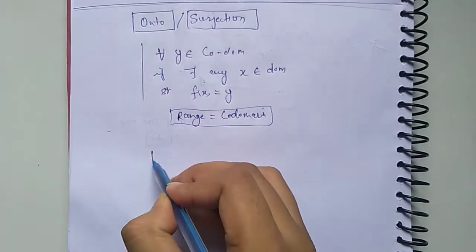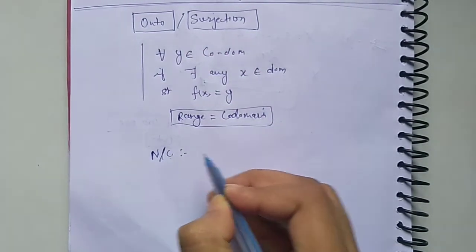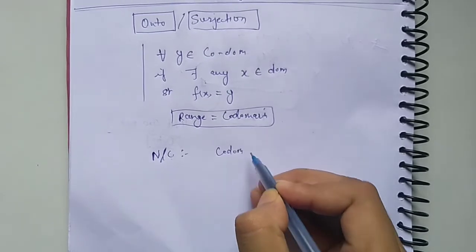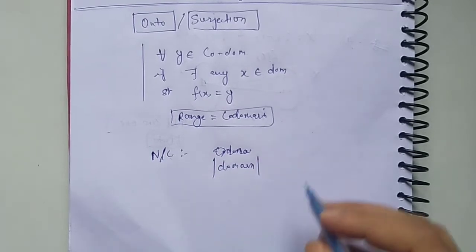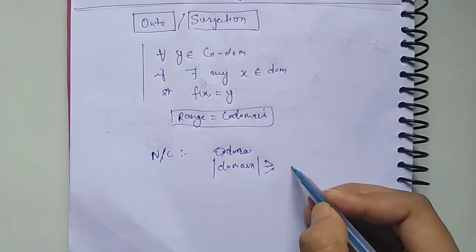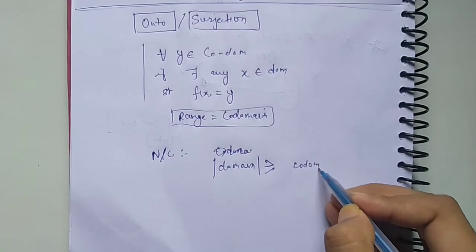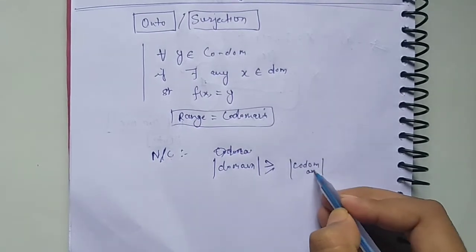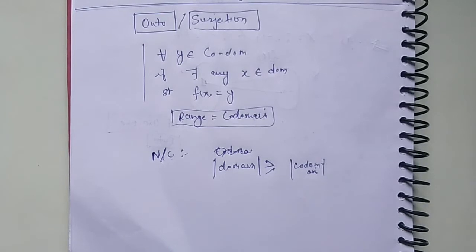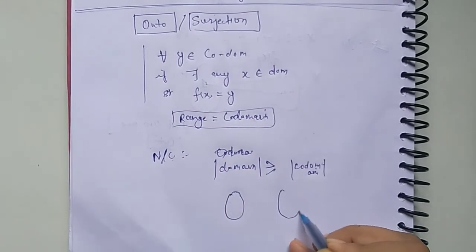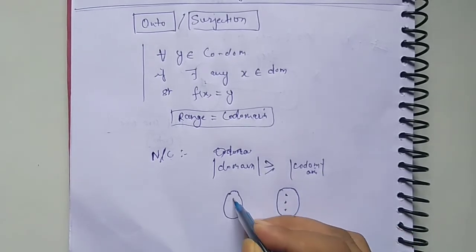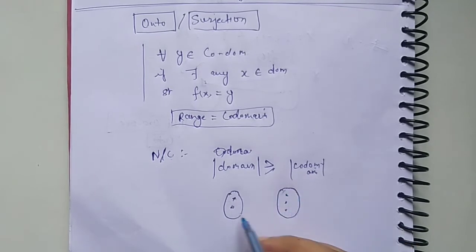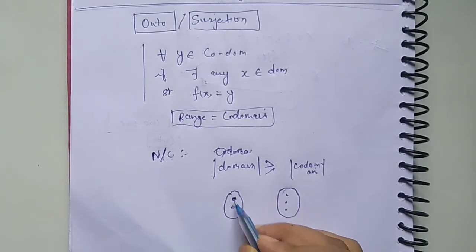For this onto function, the necessary condition is that the cardinality of domain must be greater than or equal to the cardinality of codomain. To prove that this is the necessary condition, we are going to take a counter example, where the cardinality of codomain is strictly greater than the cardinality of domain here.